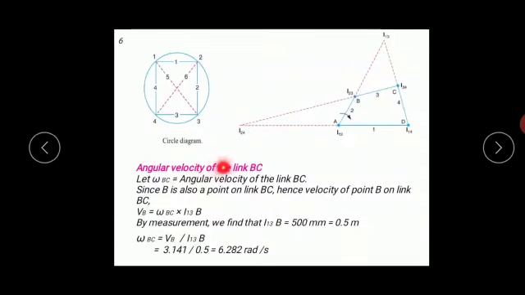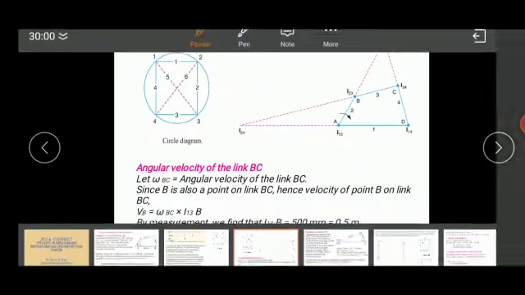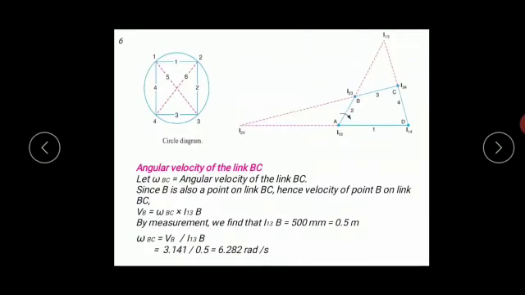We are required to find the angular velocity of the link BC, that is link number 3. We know the velocity of point B, that is VB. So VB equals omega BC into I13B. Now I13B is nothing but this distance, that is the radius to the instantaneous center of rotation, and we can measure this. Once we have completed this sketch, I13B turns out to be 500 mm or 0.5 meter. We can measure all the distances like I13B, I13C, I24A, I24D, I24B and I24C.